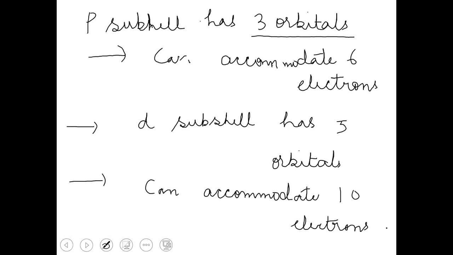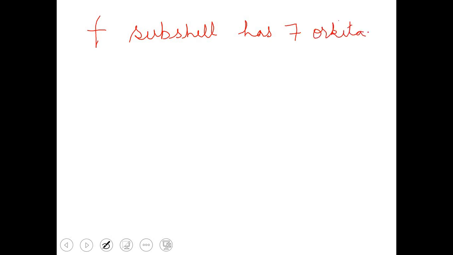So children, till now we have discussed the p subshell. The p subshell has 3 orbitals and it can accommodate 6 electrons. A d subshell which has 5 orbitals can accommodate 10 electrons. Now coming to the next subshell, which is the f subshell. Children, the f subshell is made up of 7 orbitals.